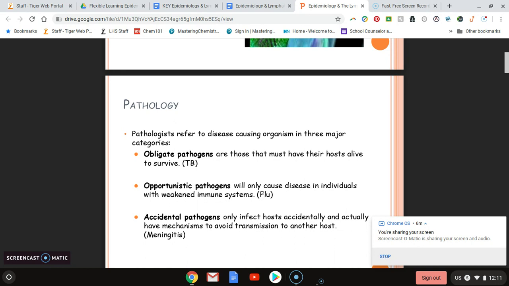Opportunistic pathogens are those that cause diseases in someone who has a weakened immune system. You hear about AIDS patients having weakened immune systems, or patients undergoing chemotherapy having weakened immune systems. So pathogens take advantage of that. Accidental pathogens only affect hosts that accidentally happen. They avoid transmission to another host, basically.